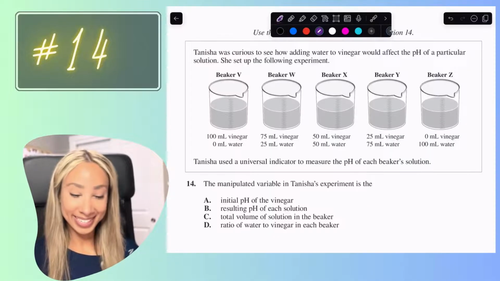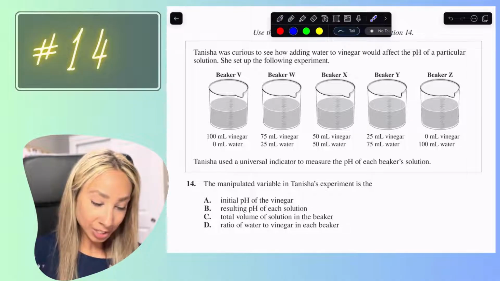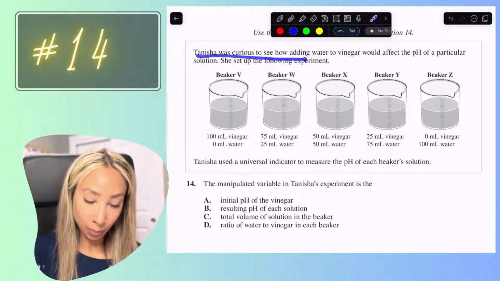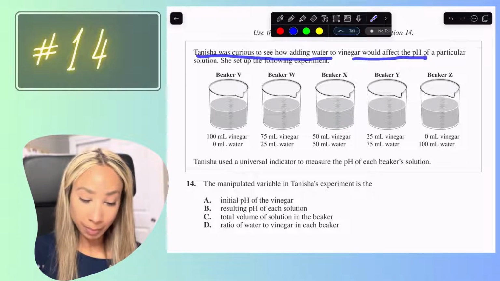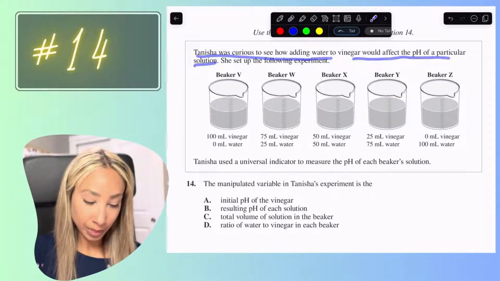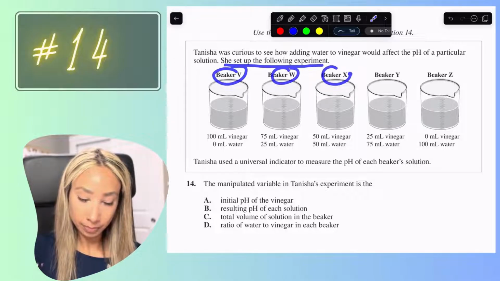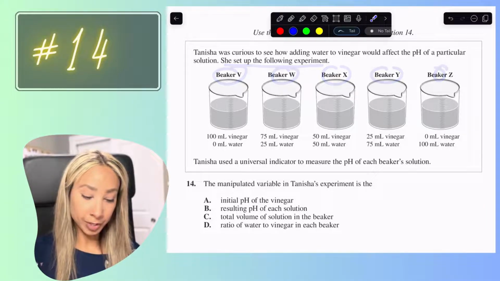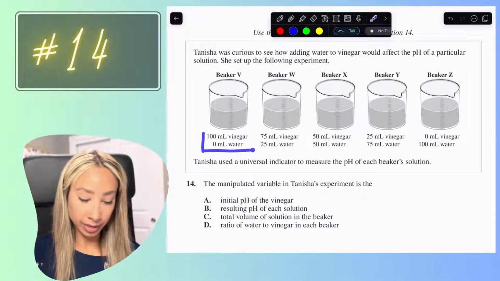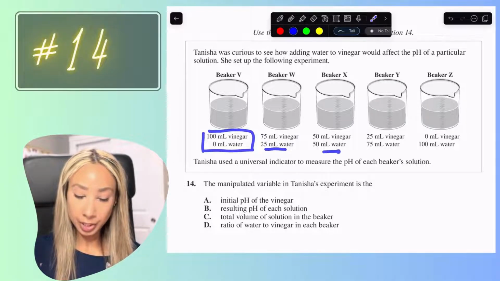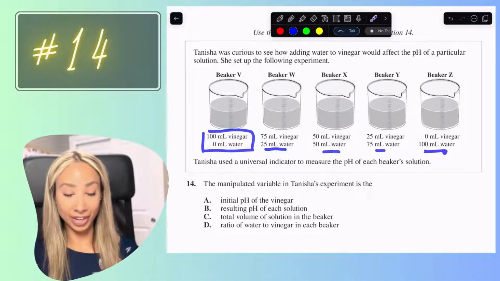All right, number 14. So Tanisha was curious to see how adding water to vinegar would affect the pH of a particular solution. She set up the following experiment. So here's our beakers. And what she did is in the first beaker, it was 100% vinegar. And we can see as she kept going, she decreased the amount of vinegar.